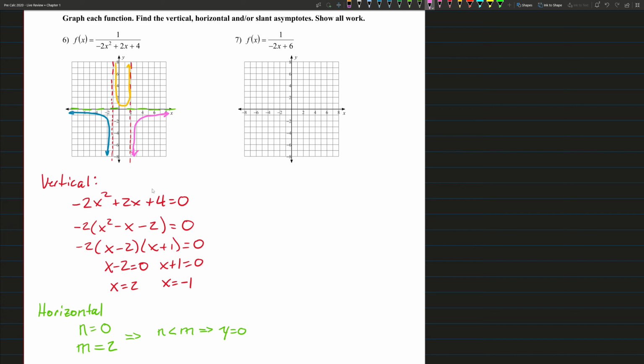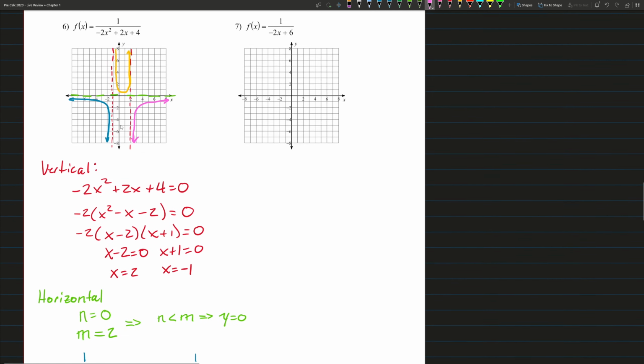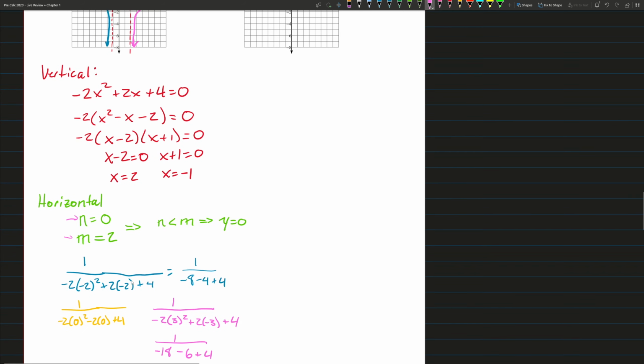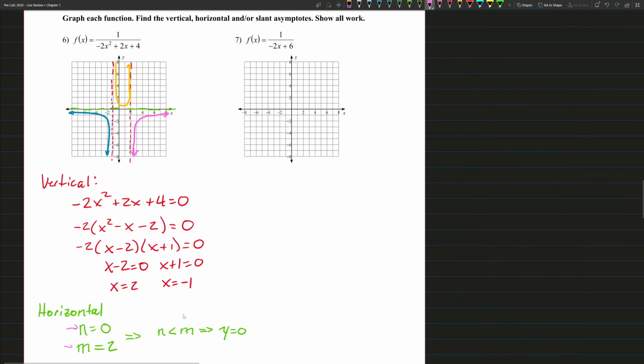So we did question 6, right? We found the vertical asymptote, so setting the denominator equal to 0. We got the horizontal asymptote by comparing the degree of the numerator, n equals 0, and denominator, m equals 2. N is less than m clearly, so y is equal to 0. And then we tested to the left of both asymptotes, in between the asymptotes, and then to the right. So left is blue, middle is orange, and right is pink. Okay, so that's all of number 6.